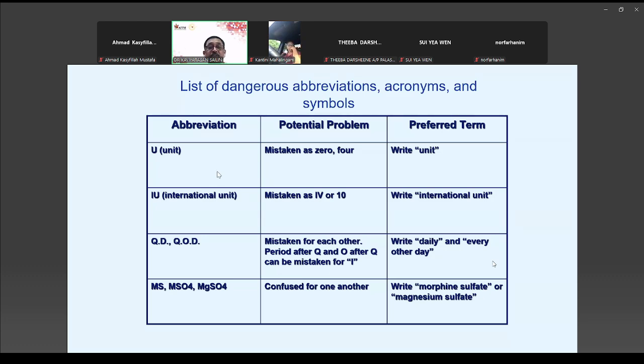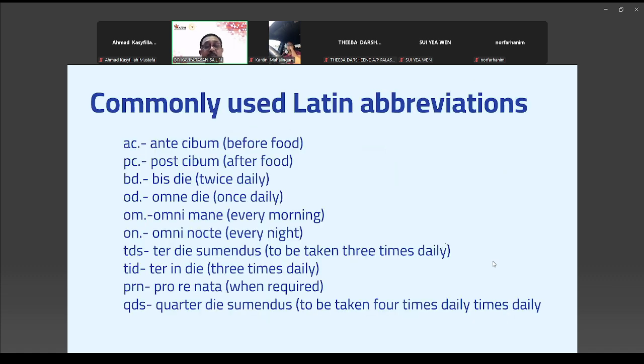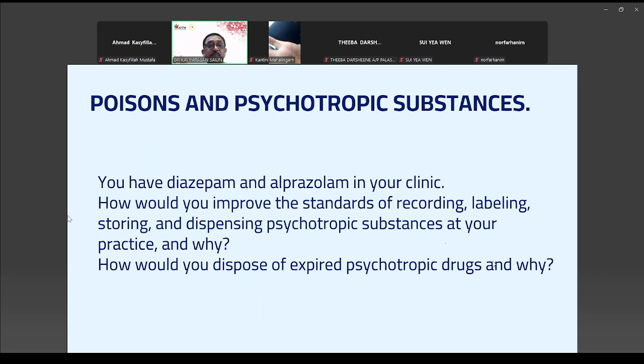You make sure you write unit in full because sometimes there can be error. IU, please write IU properly because it can be mistaken for IV. So be careful in the prescription. Okay, these are some of the common abbreviations.